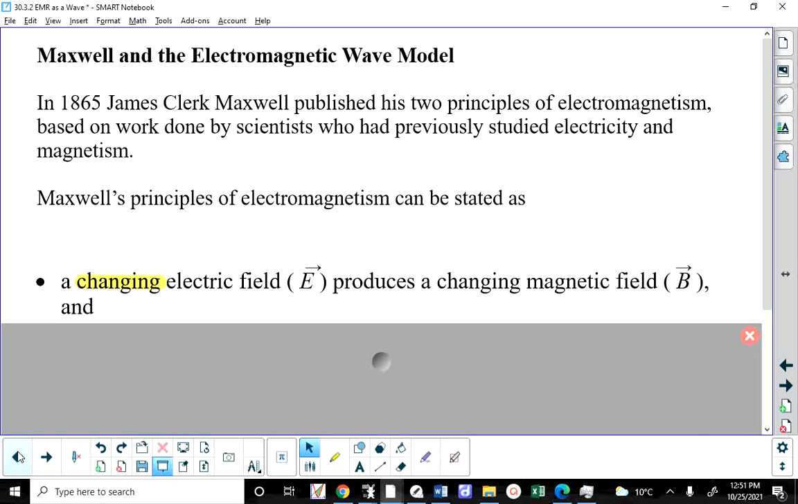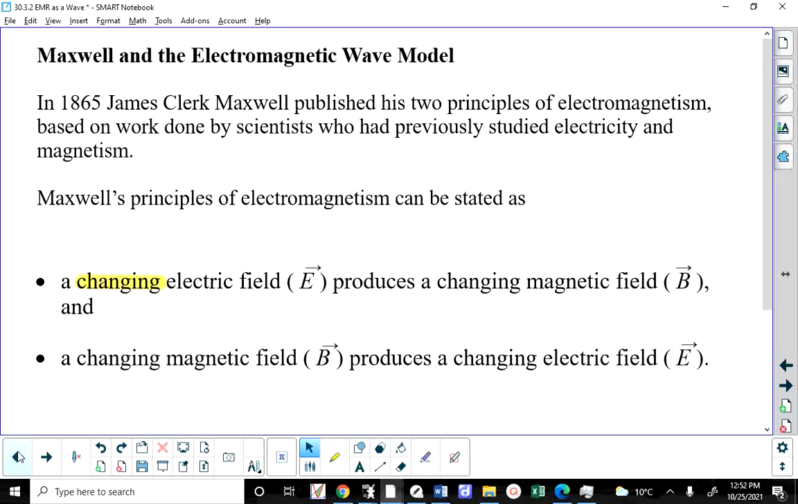His second principle, all a principle is a statement that we believe to be true. His second principle says the opposite. If you have a changing magnetic field, you'll produce a changing electric field. So on the one hand, you have a changing electric field that will create automatically in nature a changing magnetic field. And he's saying, guess what? A changing magnetic field creates a changing electric field.